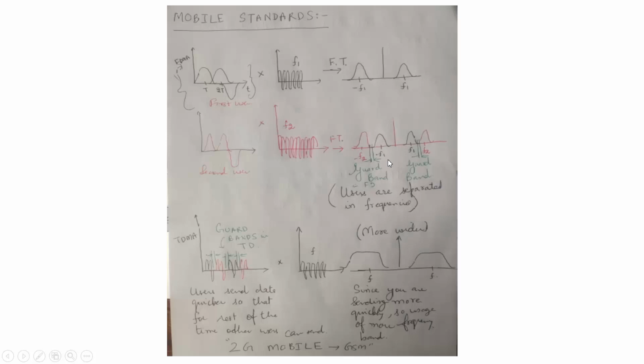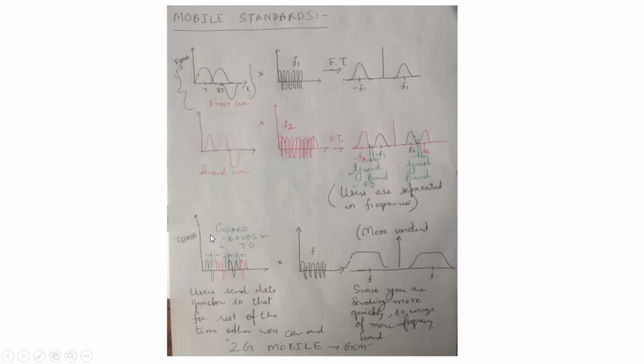The important point to note here is that there must be a guard band between the two users, so that the users are separated in frequency, so that interference is avoided between the users. So a guard band is required in the frequency domain.